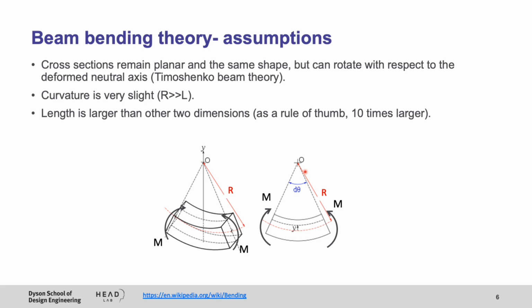Curvature of the beam is very slight, so this angle is very small. In other words, this radius is much larger than the length of the beam. And finally, the length of the beam is much larger than the other two dimensions, so the cross-section dimensions. As a rule of thumb, it should be around 10 times larger than the other two dimensions.